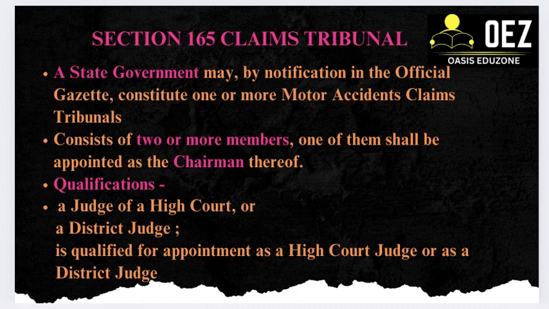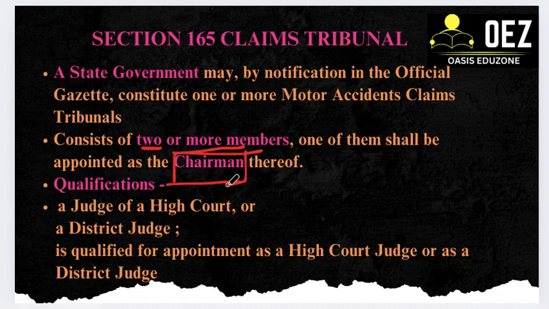So who establishes claims tribunal? Claims tribunal is established by notifying in the official gazette. It is established by the state government. So members: the claims tribunal consists of 2 or more members, and one of them shall be appointed as the chairman. Obviously if an institution is constituted, then obviously there should be a chairman.